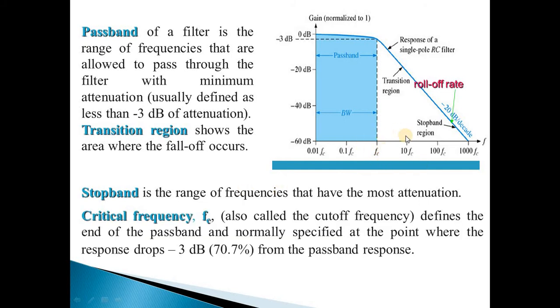Critical frequency is defined at the end of pass band and normally specified at the point where the response drops to minus 3 dB, that is 70.7% of the pass band response. So this critical frequency is defined at the end of pass band and normally specified at the point where the response drops to minus 3 dB from the pass band response.